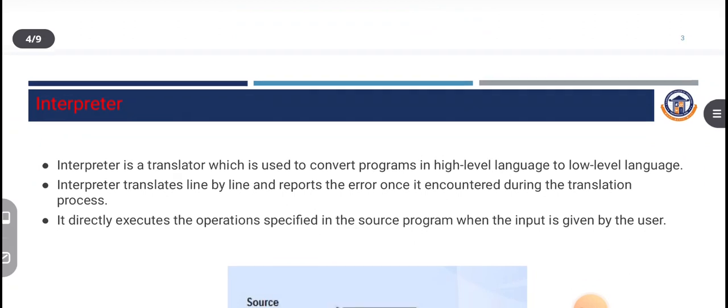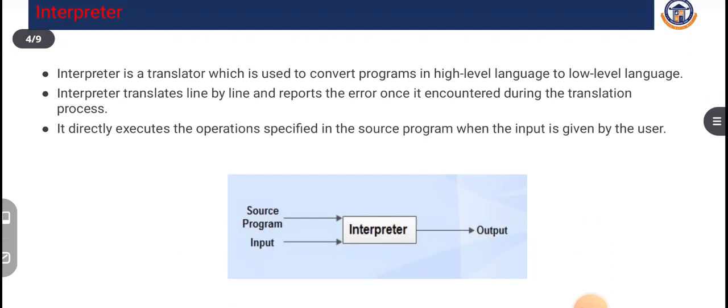The next one is the interpreter. The major difference between the compiler and the interpreter is that the compiler reads the whole program, and after that it shows the number of errors in that program. But the interpreter reads in a line by line manner. If there is any error in a particular line, only after clearing that error will it move to the next line. Whenever we rectify that error, then only it goes to the next line of the program. Otherwise it will not move to the next line.